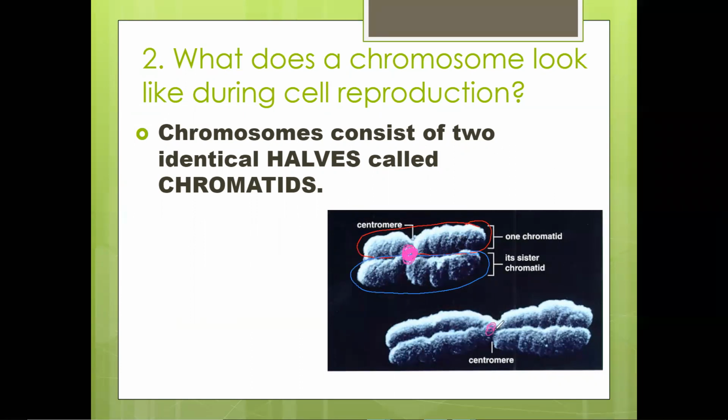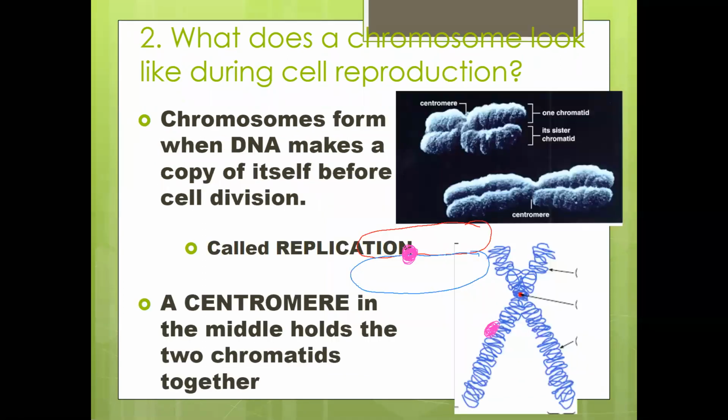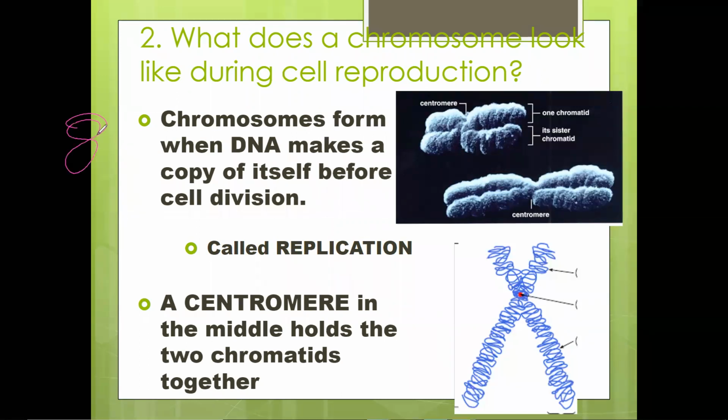You can kind of see it a little bit better over here. And that is going to be called a centromere. They are going to form when DNA makes a copy of itself before cell division. So let's pretend for a second that you just have this big blob of kind of unwound DNA hanging out in the nucleus of a cell. That's what DNA is going to be like most of the time.